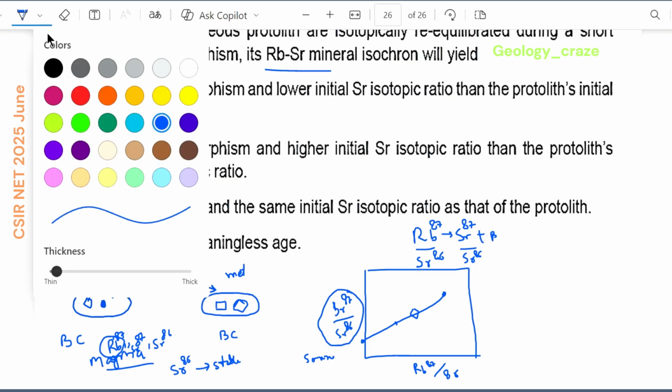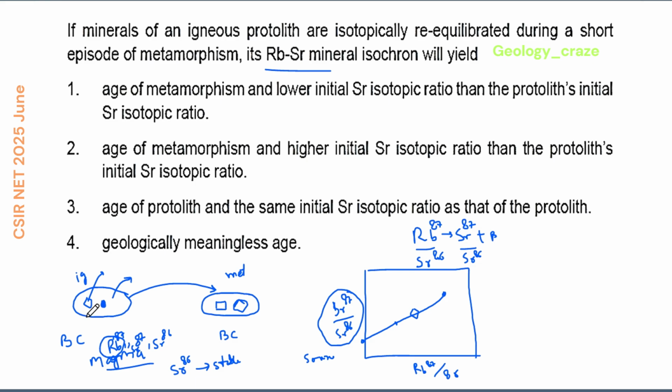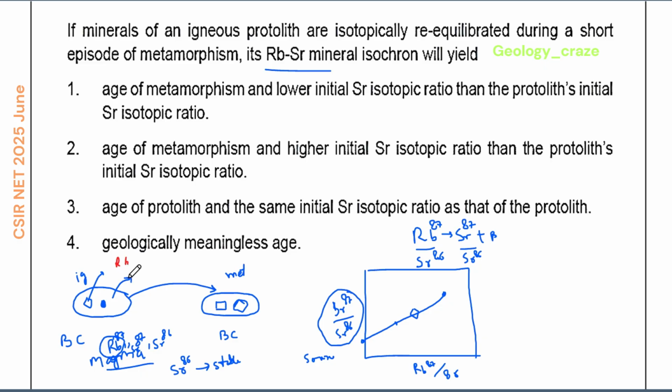Now after metamorphism, what is going to change? For the bulk rock, this mineral and this mineral, radioactivity means Rb-87 is now decaying, so the value of Sr-87 is increasing in the system, in this rock as well as in these minerals. Rb is now converting into Sr-87.